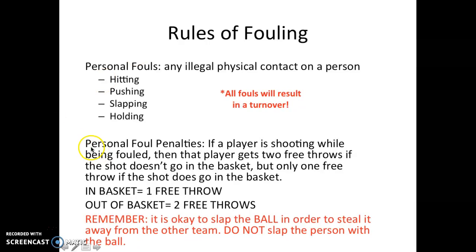So there are personal foul penalties. So if you foul a person while they are shooting the basketball, then that player gets 2 free throws if the shot didn't go into the basket, but only 1 free throw if the shot did go into the basket. So in the basket, 1 free throw, out of the basket, 2 free throws.